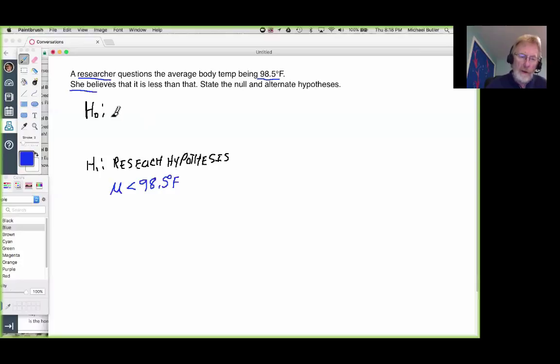And then the null, where Damien's saying, well, it's the opposite of that. The null is always going to contain the conditions of equality. It's always going to have an equals in it. And the reason for that is the null is not being wishy-washy. It's saying this is what the parameter is. The null is saying mu is 98.5 degrees Fahrenheit.